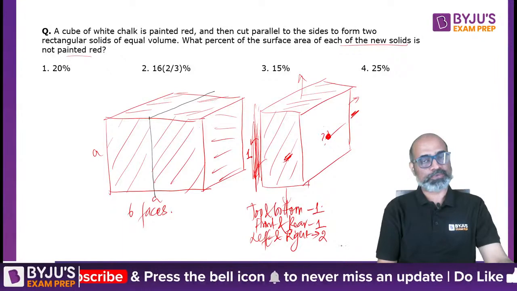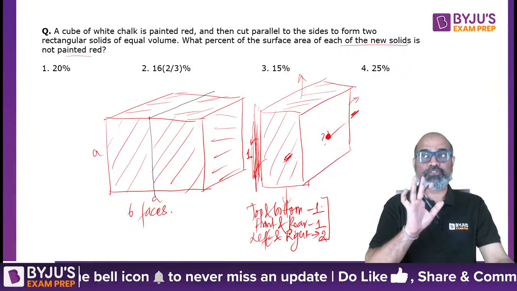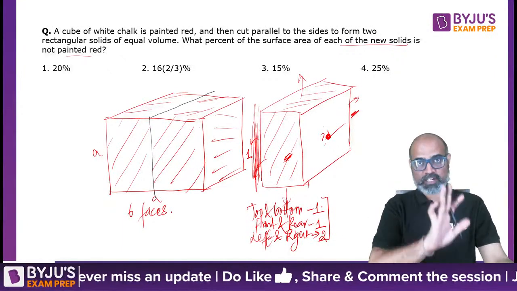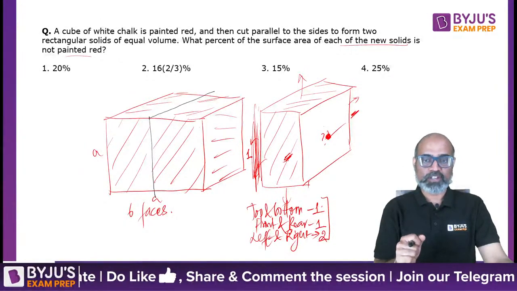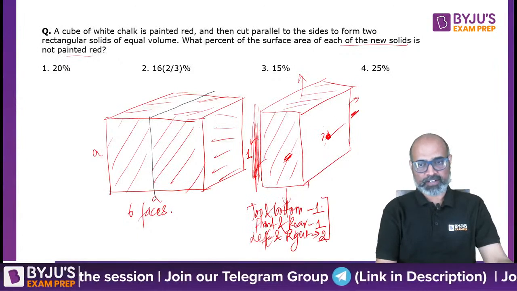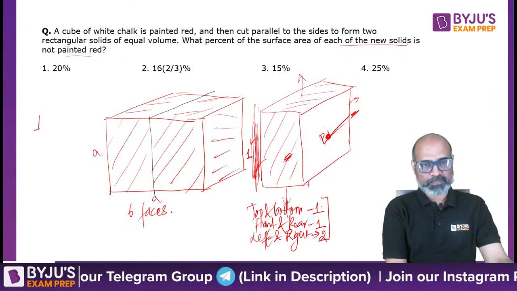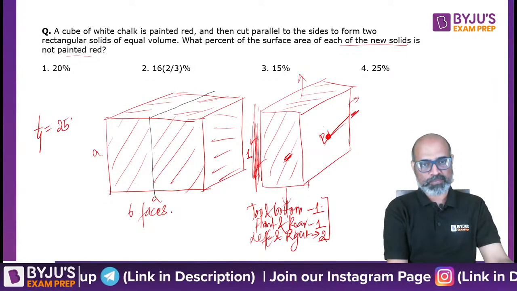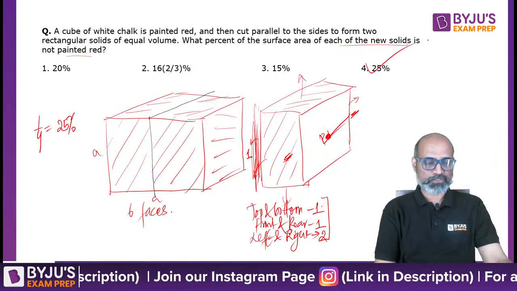So there are two. So right now we have a total of 4 squares, which are nothing but the faces of the cuboid. Out of those 4 faces, how many faces are not painted red? One of them. So can I say the percentage will be 1 by 4, which is 25%? Option 4th.